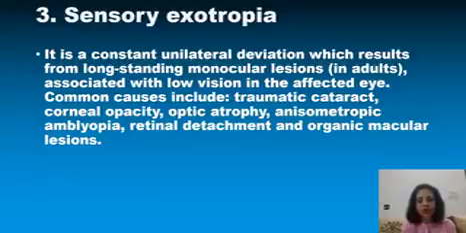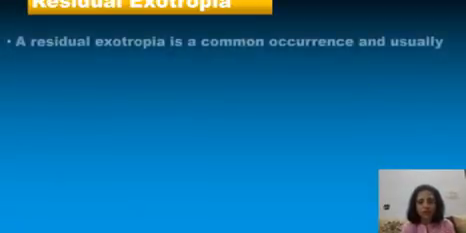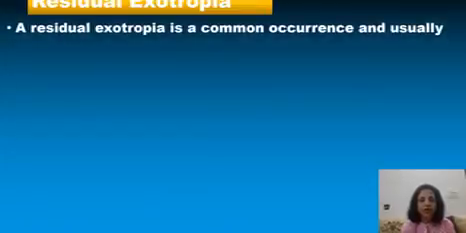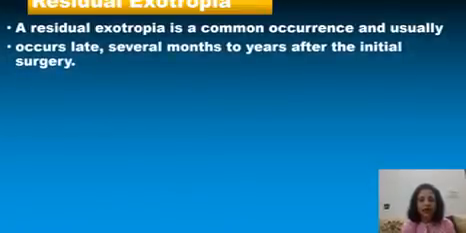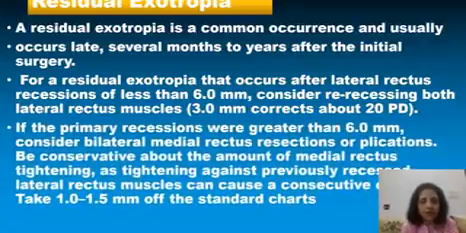Sensory exo is a constant unilateral deviation which results from long-standing monocular lesions. Common causes include traumatic cataract, corneal opacity, optic atrophy, anisometropic amblyopia, retinal detachment, and organic lesions. Consecutive exo occurs when you are doing surgery for ESO. Residual exo is a common occurrence and usually occurs late, several months to years after the initial surgery. For a residual exo that occurs after lateral rectus recession of less than 6, consider re-recessing.